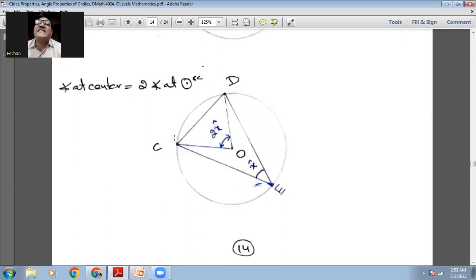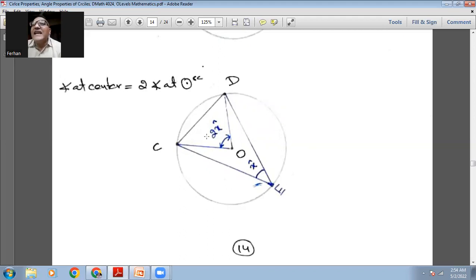For example, CD is a chord, and you join C with the center, you join D with the center. So this is the angle subtended by the chord at the center. You join C with a point on the circumference, and you join D with the same point on the circumference. So this is the angle subtended by the chord at the circumference. So the angle subtended at the center is 2 times the angle subtended at the circumference by the chord.